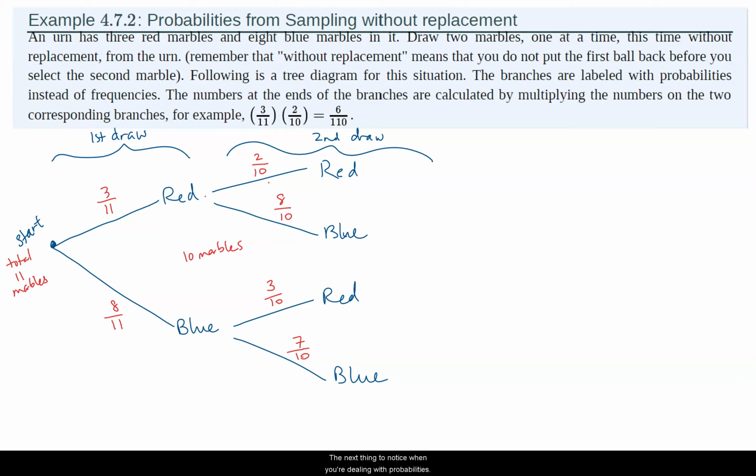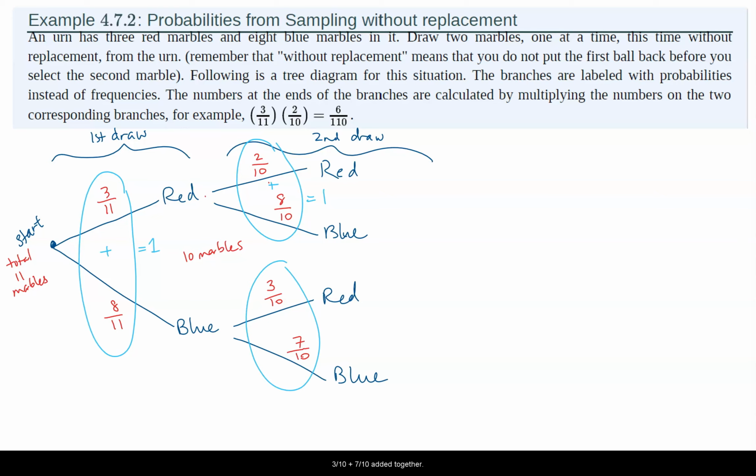Okay? The next thing to notice, when you're dealing with probabilities on a tree diagram, notice what they add up to. 3 11ths plus 8 11ths is 11 11ths, which is 1. So add them together, they equal 1. Check out this sub-branch. 2/10 plus 8/10, add them together, they equal 1. 3/10 plus 7/10, added together, equals 1. This is not coincidence. This will always happen if your tree diagram is set up correctly. Each level, each sub-branch will add up to 1.